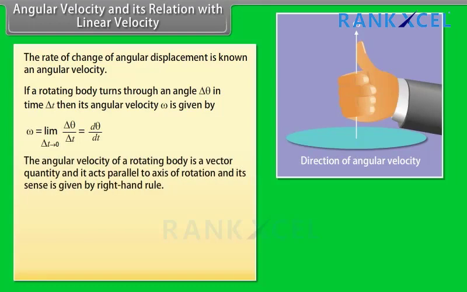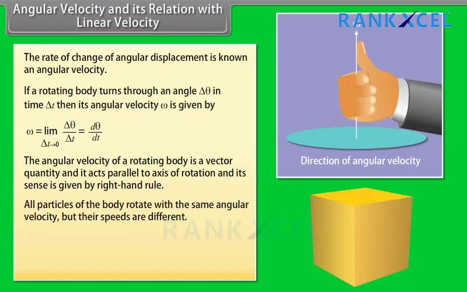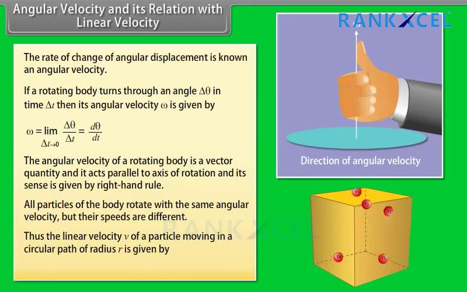The angular velocity of a rotating body is a vector quantity, and it acts parallel to the axis of rotation, and its sense is given by the right-hand rule. All particles of the body rotate with the same angular velocity, but their speeds are different. Thus, the linear velocity v of a particle moving in a circular path of radius r is given by v is equal to r into omega.